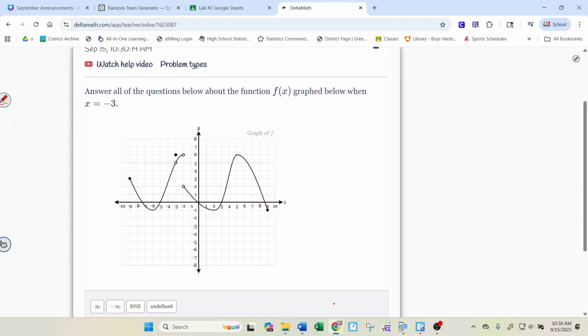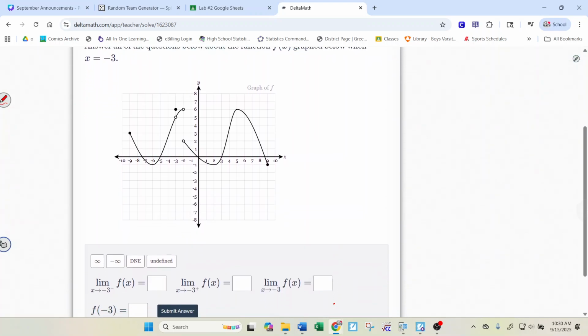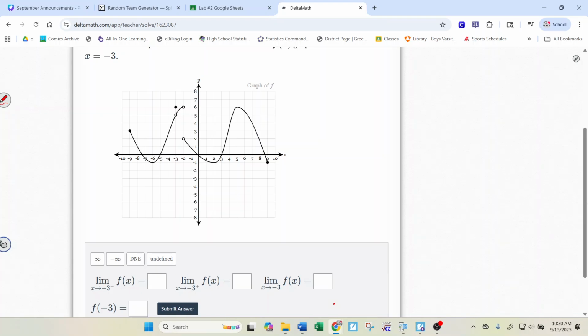So here's the graph. So we'll just kind of talk about these. And if you can see it up there, what is the limit at -3 from the left? -3 from the left. 6. What about -3 from the right? 6.